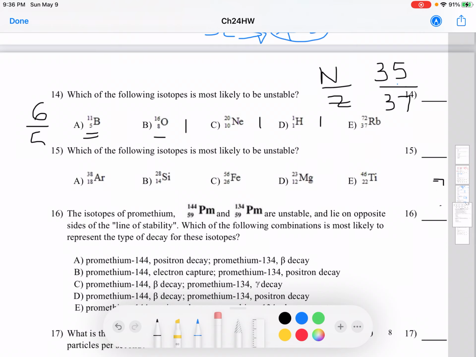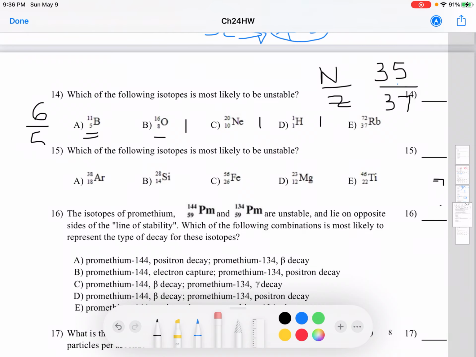Okay, so the next one. Which of the following is most likely to be unstable? So again, you can do the same. You follow the same way that I showed you in number 14. So you will be able to find one that would be maybe less than 1. Let me check. Do the N over Z values of every element and find the one that is less than 1. Then that's going to be the only unstable one.